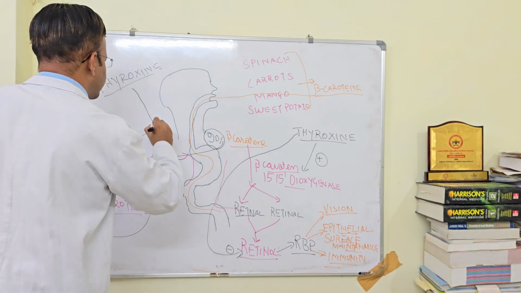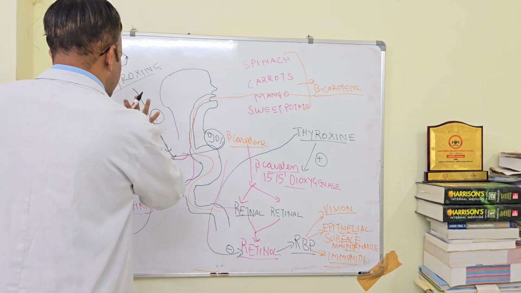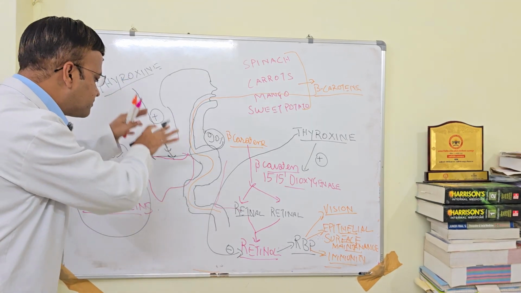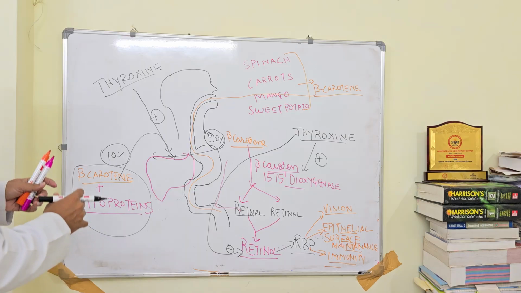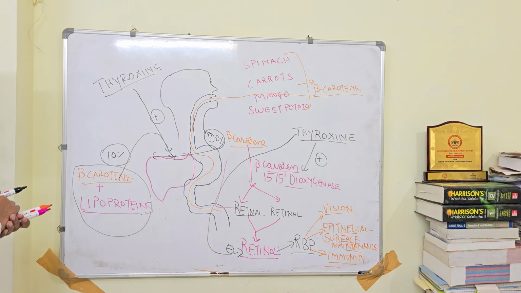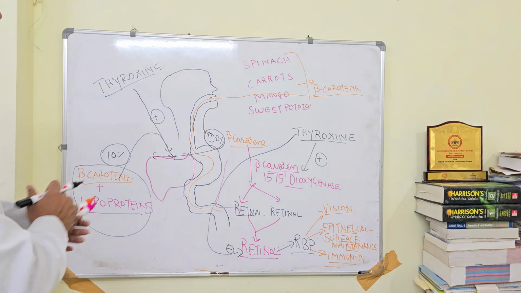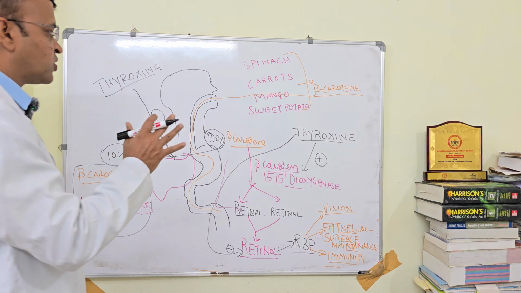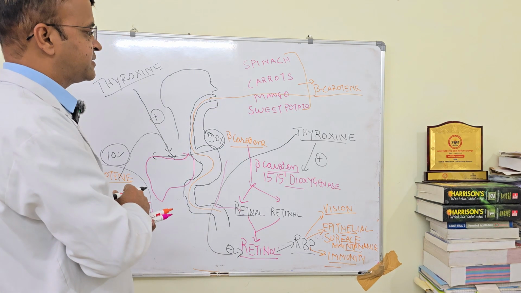So this will also be positively supported by thyroxine. Beta carotenes plus lipoproteins will get absorbed by liver and then excreted out, right? So thyroxine is doing three critical things over here, right? Now let's see. Now let's suppose hypothyroidism happens, right?